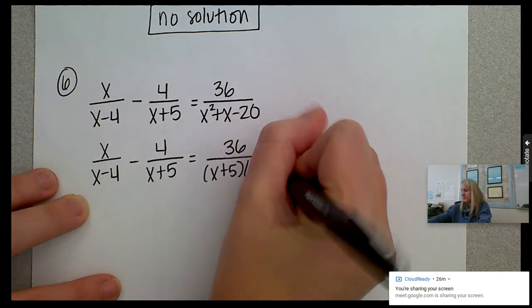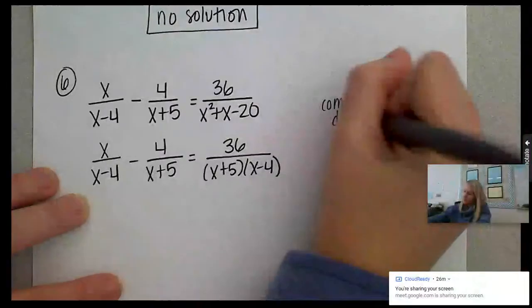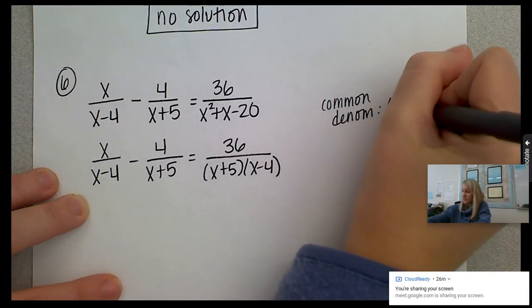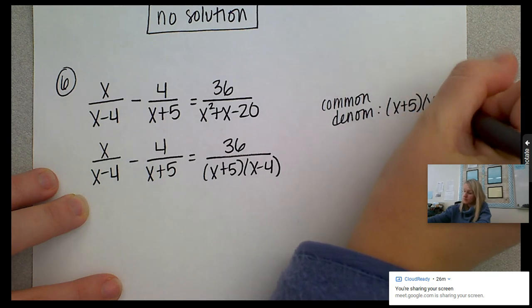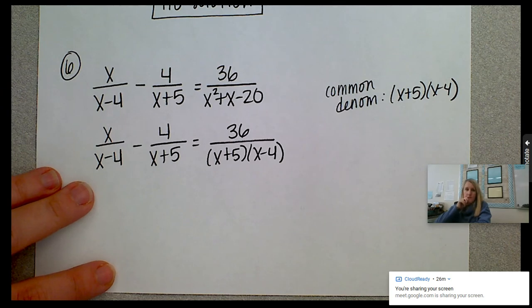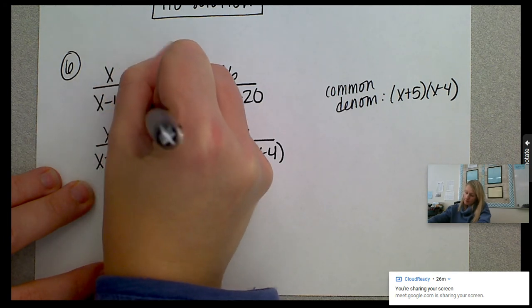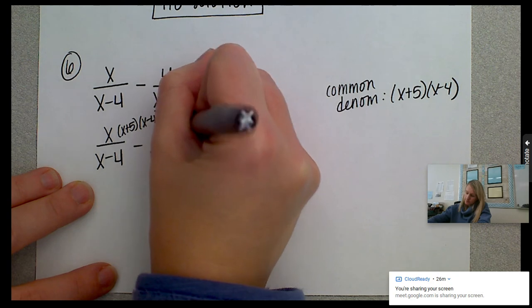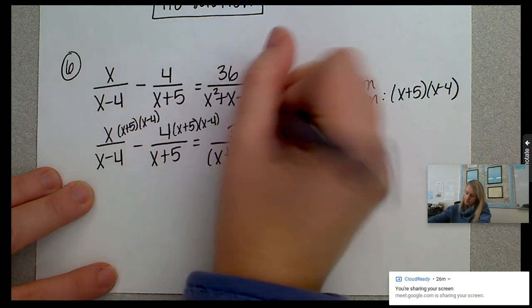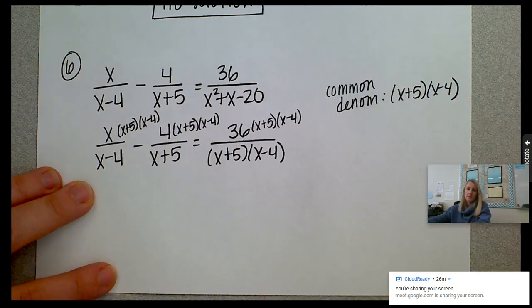Okay. So my common denominator would just be x plus 5, x minus 4, because then everything would be represented. There's nothing else that we'd have to add in there. So that would be that. So now we're going to multiply everything by that. So I'm going to kind of add it in. Now let's see what happens.